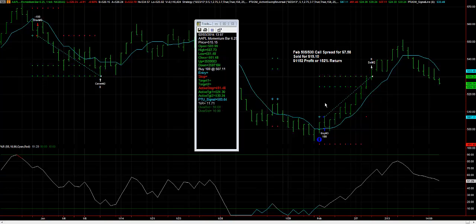We got into this trade on February 3. I hit target here on the 11th. So I sold it out for $19.10. I booked over $1,100 of profit. That gave me a 152% return. That's a phenomenal trade.